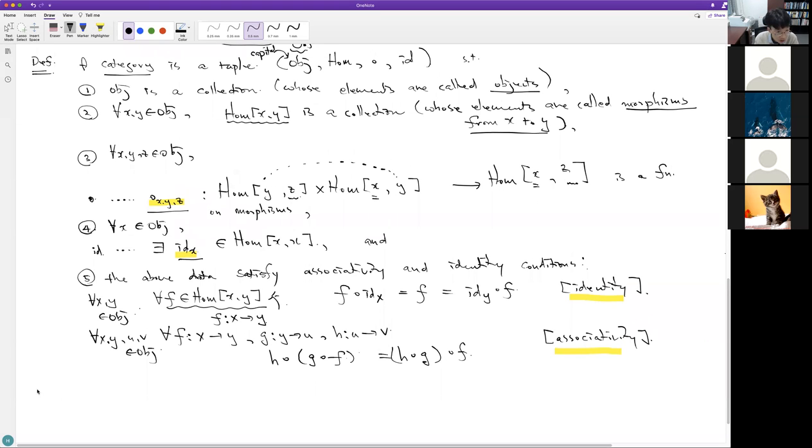Okay, so let me give you an example. So first example is what I just told you before. The one example is a category of set. So here, to specify this category of set, we have to specify these four components, the OBJ and then home, the composition and ID. And how can we do this? The OBJ is a collection of all sets.